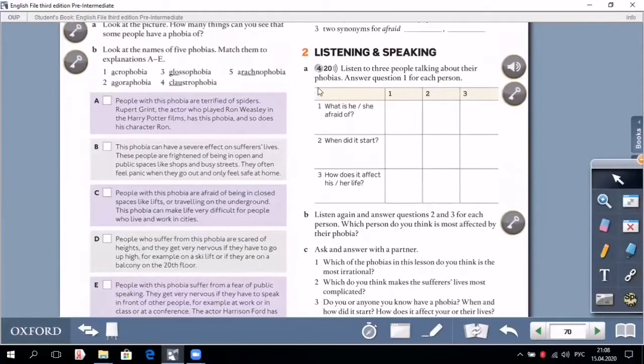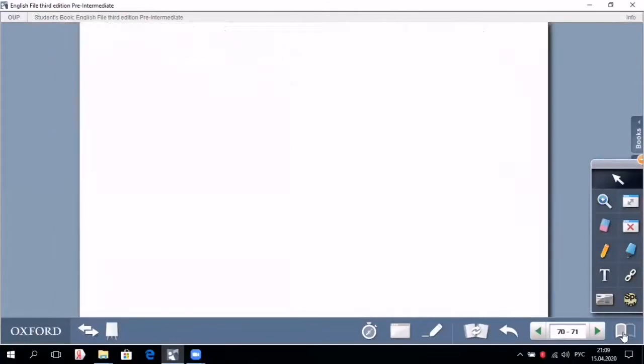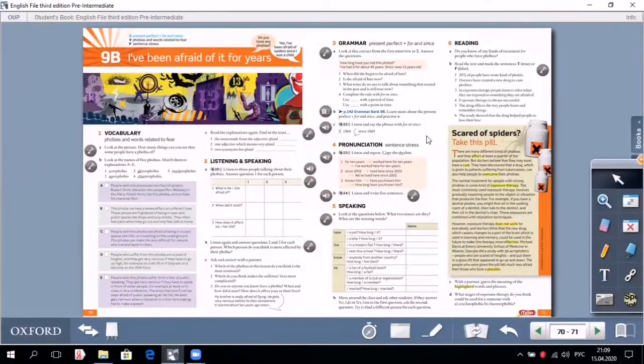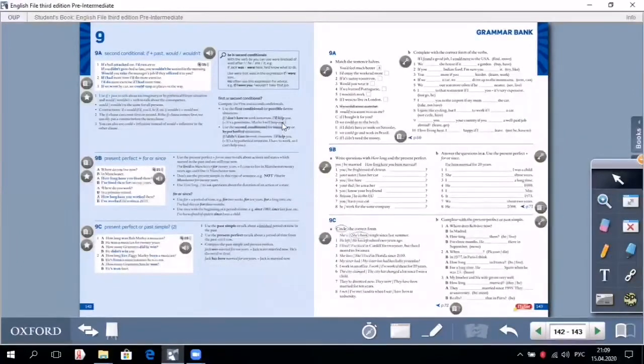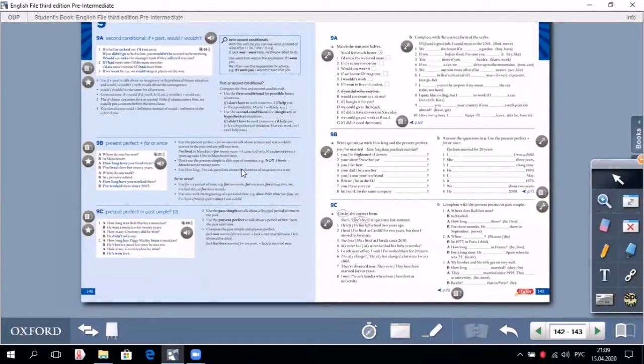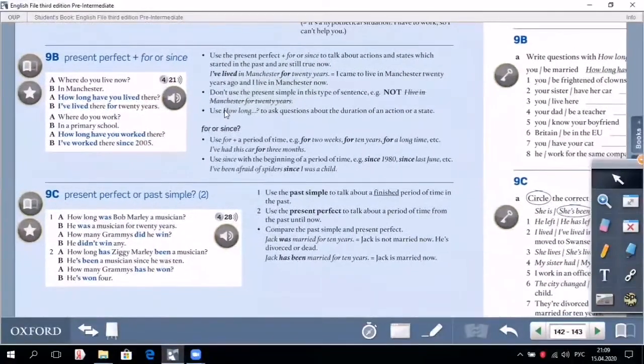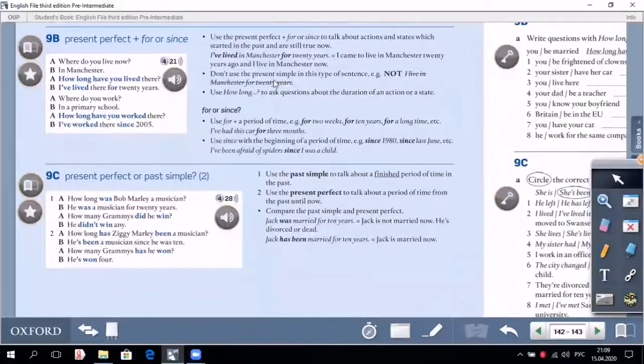Now let's come to our grammar. For today we should take the grammar present perfect plus for and since. For it we should go to page 142 where we have a grammar theme. Let's go there. You see 9b, what is it? 9b, it's the present perfect plus for or since. Let's listen to some sentences, then we'll continue to discuss, okay?